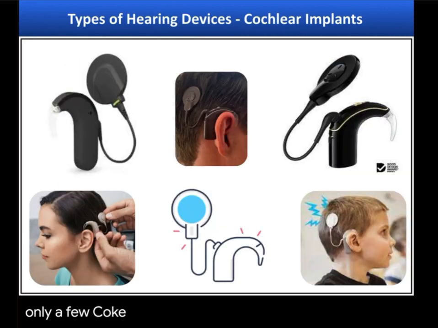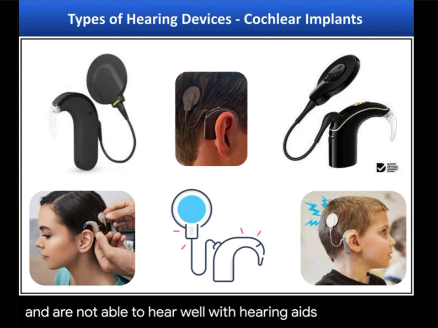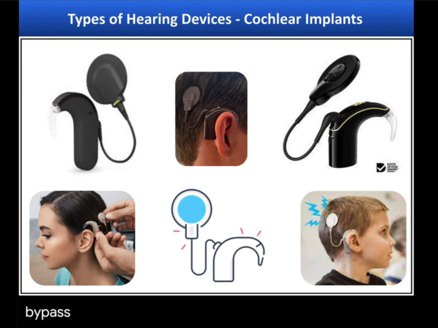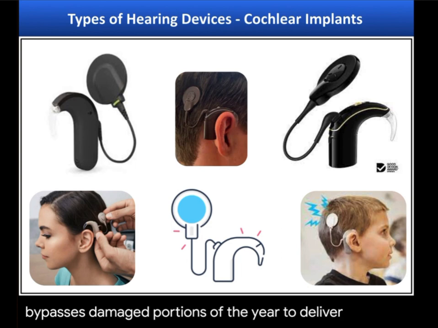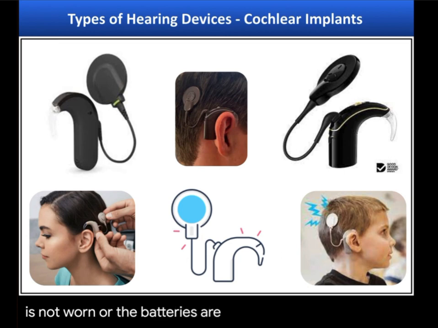A cochlear implant is an electronic device that can improve hearing. It is a surgical procedure that is an option for people who have severe to profound hearing loss and are not able to hear well with hearing aids. Unlike hearing aids, which amplify sound, a cochlear implant bypasses damaged portions of the ear to deliver sound signals to the inner ear and auditory nerve. When the device is not worn, or the batteries are dead, the individual will have little to no hearing. It takes time and training to listen through a cochlear implant to understand speech.